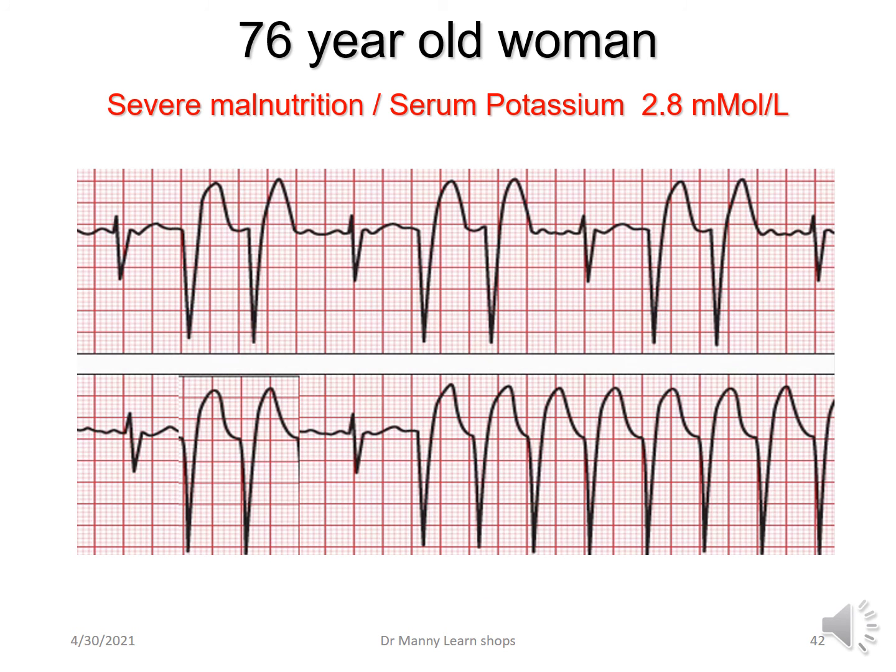Now you've got a 76-year-old woman who's severely malnourished. She's hypokalemic with a potassium of 2.8, and she's having a lot of extra beats, and they're wide complex. You're having initially couplet unifocal PVCs, and then she goes into ventricular tachycardia, monomorphic, at a rate of approximately 150 beats per minute.